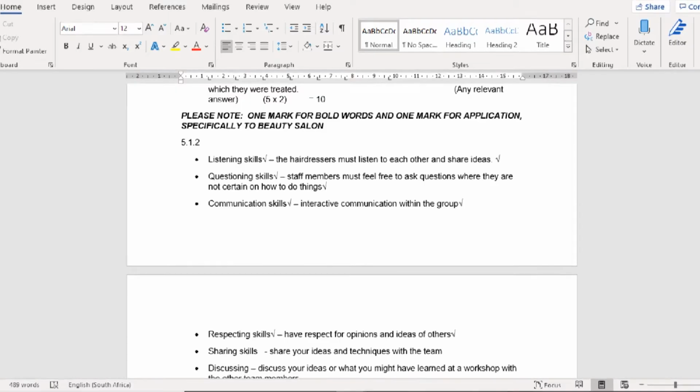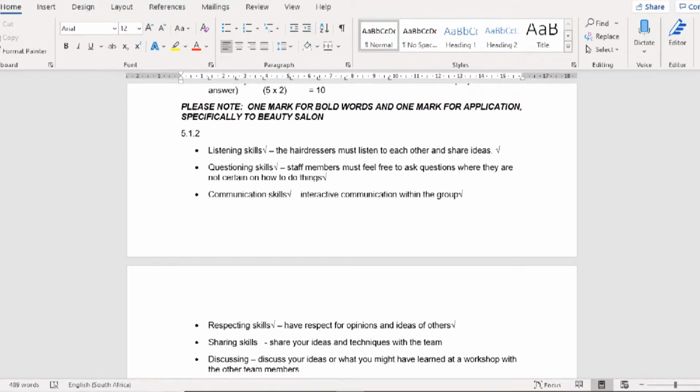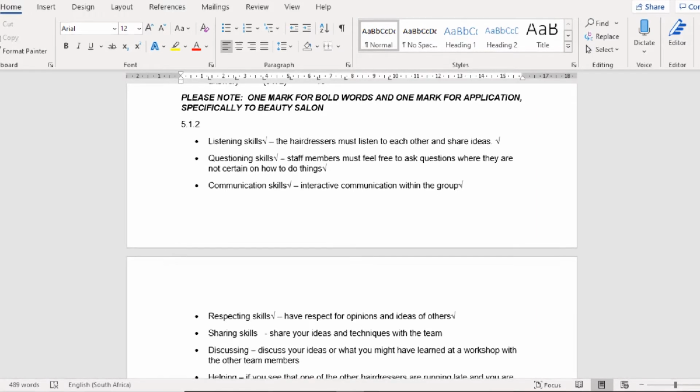Okay, skill number 1, we have listening skills, of which the hairdressers must listen to each other and share ideas. And you must also remember to link your answers with the case study so that it will show the understanding of the case study and what you are writing in your exams. Okay, questioning skills. Staff members must feel free to ask questions where they are not certain on how to do things. Communication skills, interactive communication within the group.